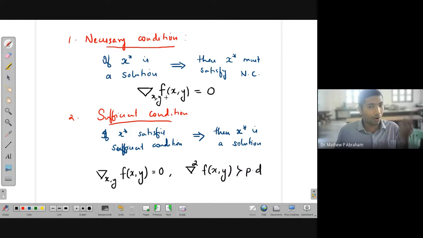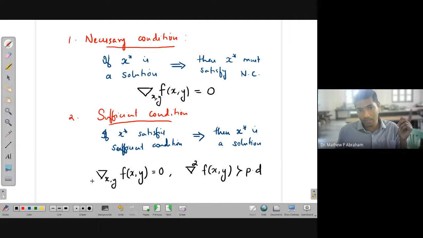Necessary conditions are not sufficient and sufficient conditions are not necessary. Okay, so I'll say it slowly. What I'm saying is necessary conditions are not sufficient and sufficient conditions are not necessary. What I meant is that if a point satisfies this condition, then that point need not be a minimum. That is very clear, because a maximum point also can satisfy this. But the other thing may not be that clear.